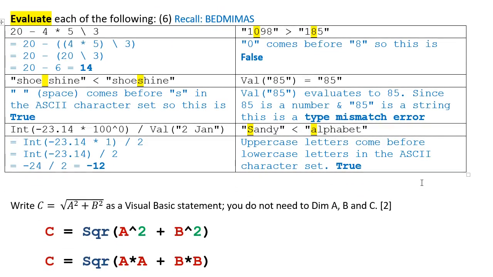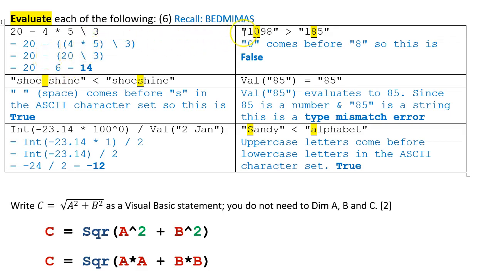Here are the evaluate questions. So I suggest you pause at this point to examine the answers. And you'll notice that the order of operations, BEDMAS, comes into some of these. So for example, the first one where you're subtracting 4 times 5 integer division 3 from 20, you'll notice that multiplication happens before integer division, which happens before subtraction.